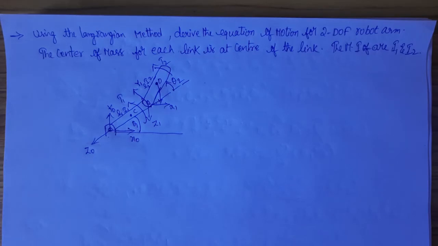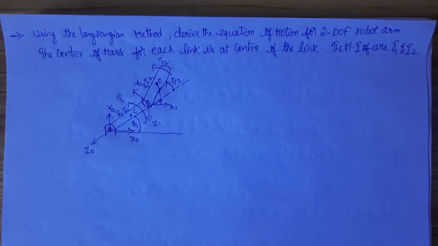The center of mass for each link is at the center of the link, so the mass is concentrated at the center of the link. The moment of inertia is given as I1 and I2. You have to derive the equation of motion for this using Lagrange's method.